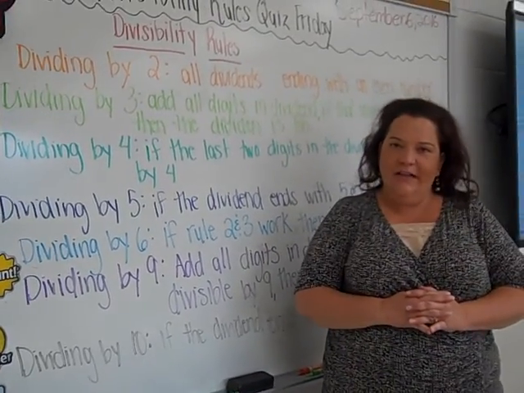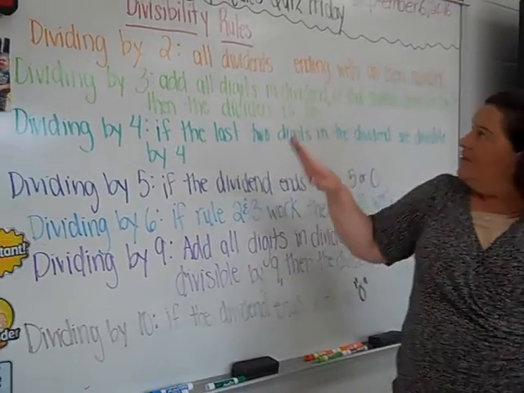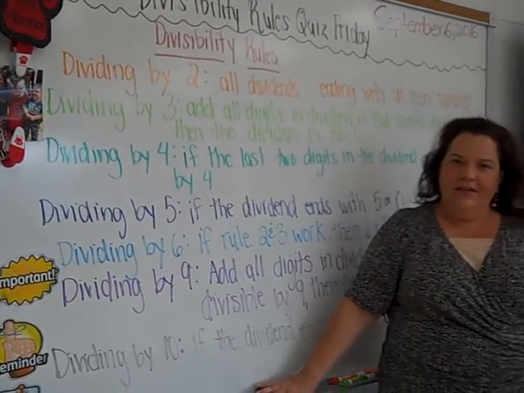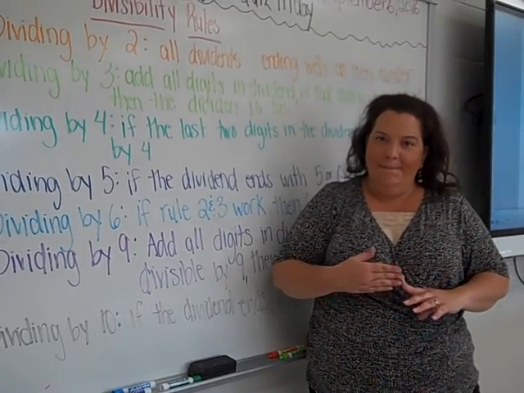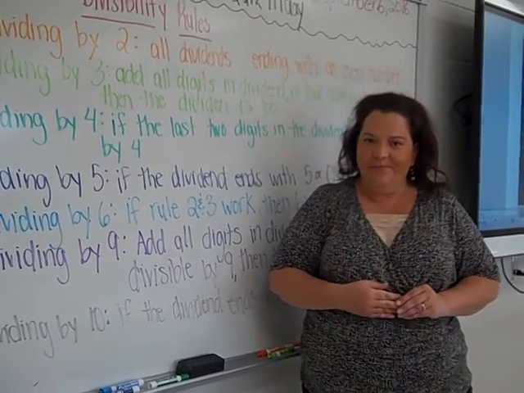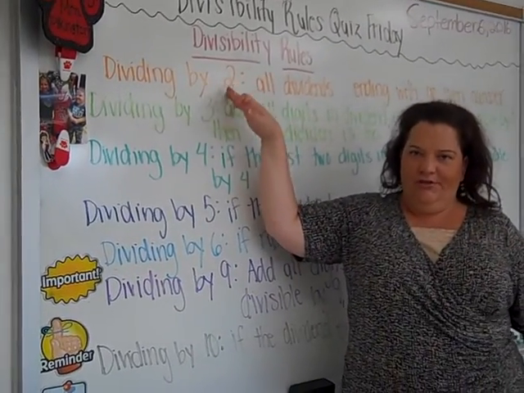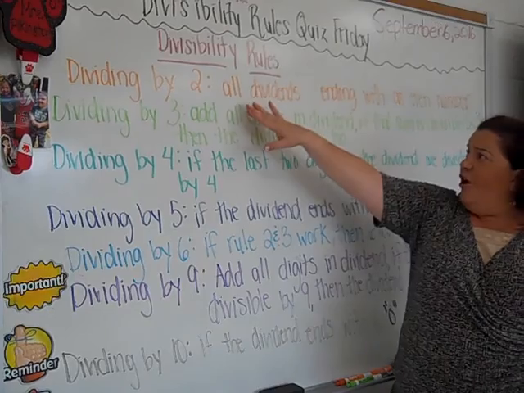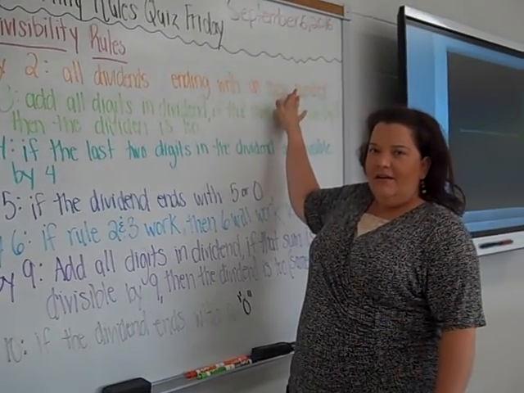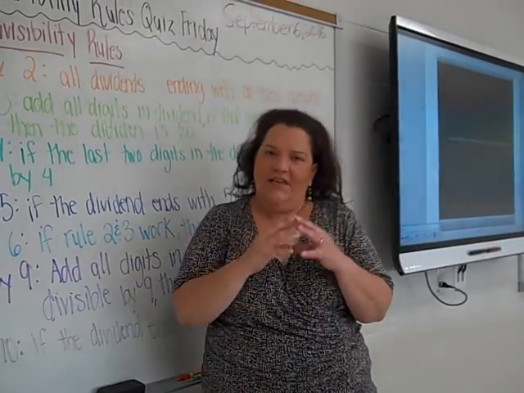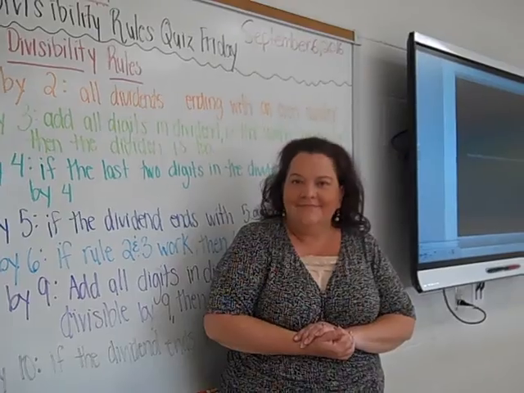In this video, we're going to talk about the divisibility rules. So here I have listed the divisibility rules that we're going to apply, and I'm going to go through each one. So the first divisibility rule is that when you're dividing by 2, if the dividend ends with an even number, you know 2 will go into it evenly.